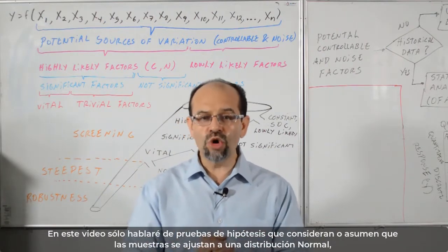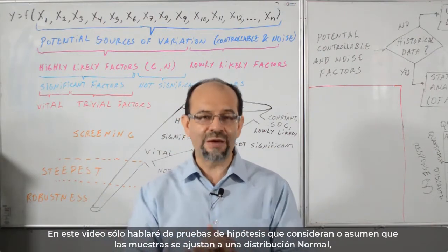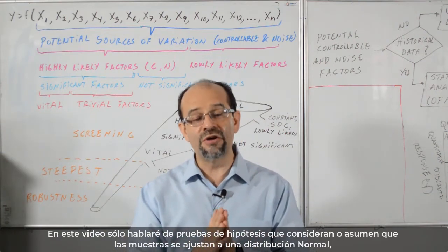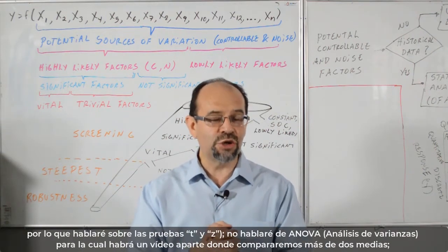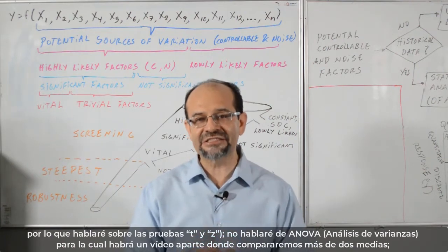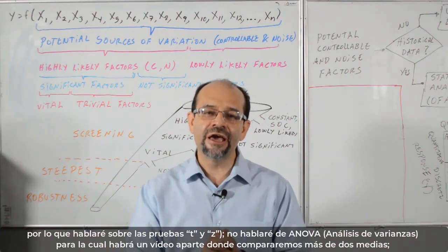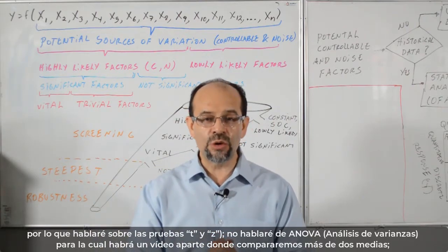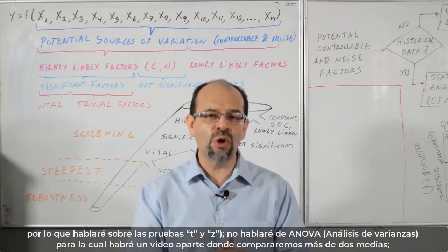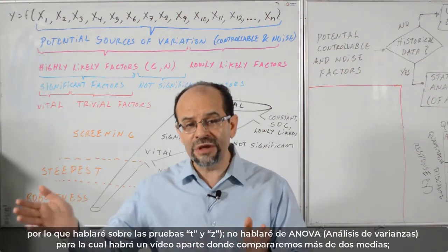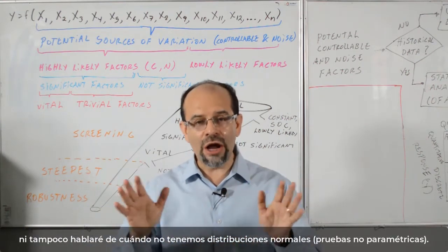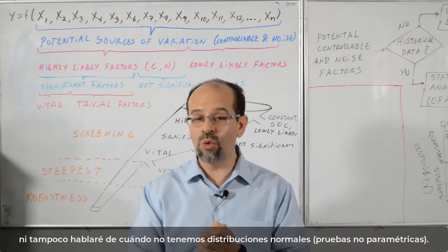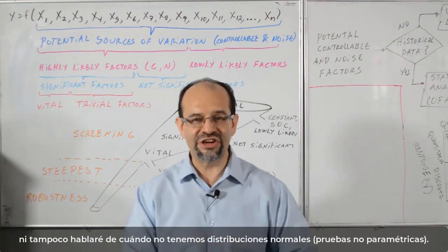This time I won't be talking about other types of hypothesis testing. In all the cases it will be about normal distributions. So actually I'll be talking about t-test and z-test. I won't be talking about ANOVA, analysis of variance, for which there will be another video, when you are going to compare more than two means. And also I won't be talking about non-normal distributions, so I won't be talking about non-parametric tests.